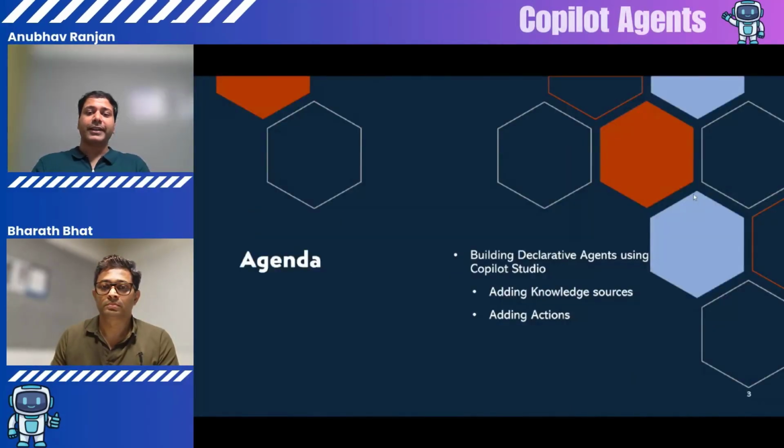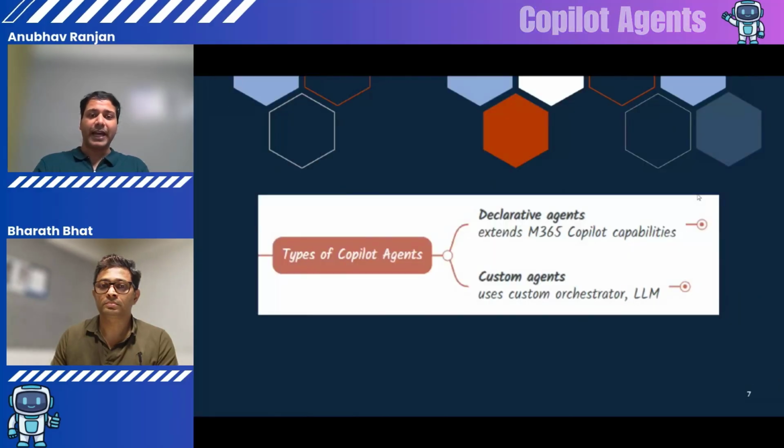Today we will be building declarative agents using Copilot Studio. Along with it, we'll be adding a couple of knowledge sources and actions. So just a quick recap. We have two types of Copilot agents, declarative and custom. Declarative extends the M365 Copilot capabilities, and custom is when you are using a custom orchestrator or LLM.